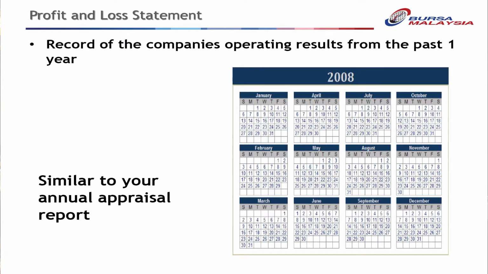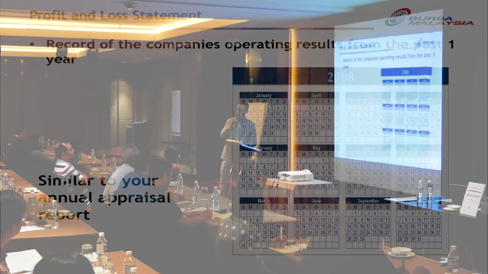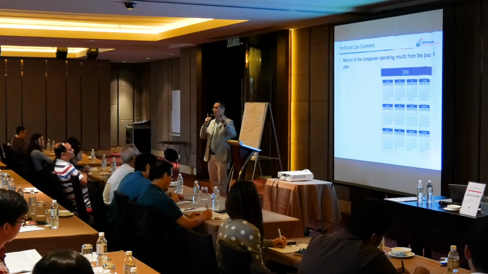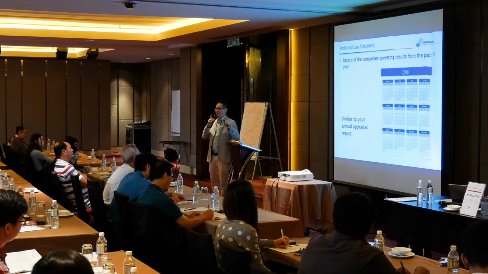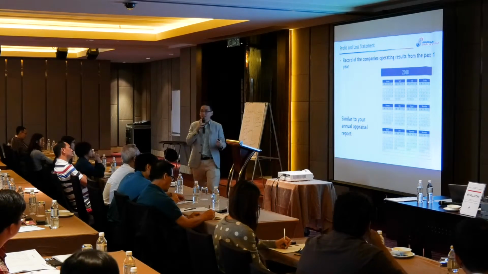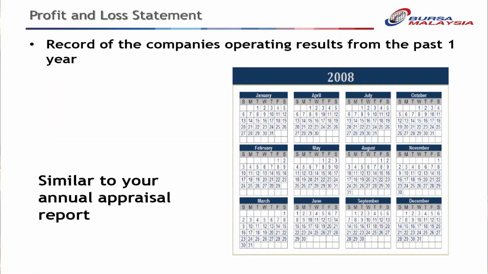Next is the P&L statement, the profit and loss statement. This one records the company's operating result for the past 1 year. It tracks the performance over the past 1 year period, like your annual appraisal report. The P&L statement is your past 1 year: how much you make and how much you expend over the past 1 year.